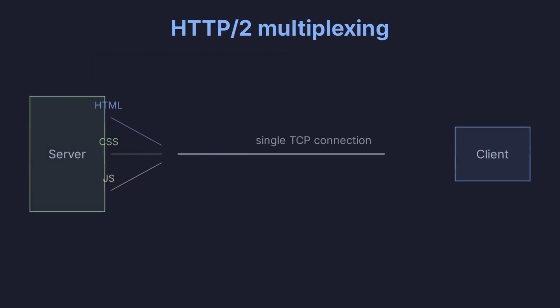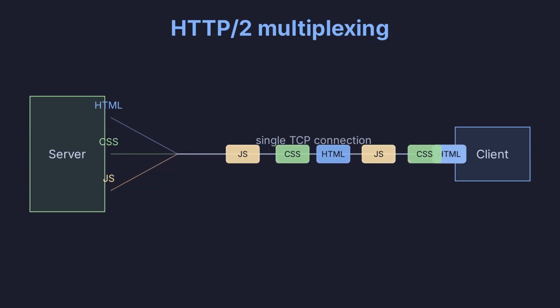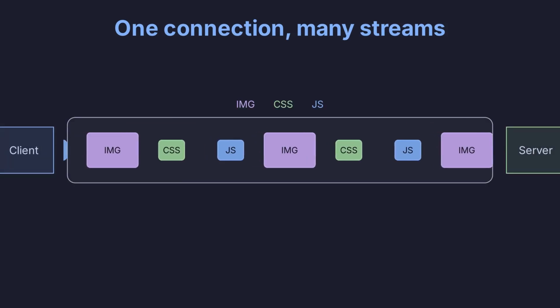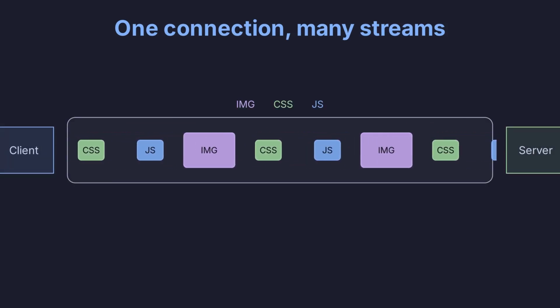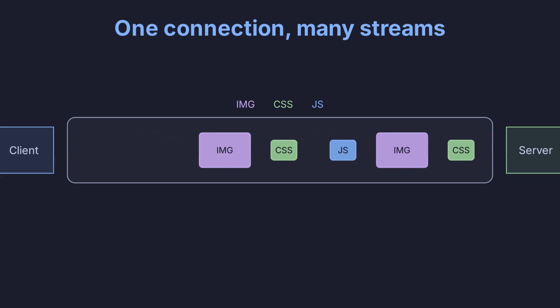HTTP 2 introduced multiplexing. Now all requests and responses share one TCP connection. They're split into frames, and frames from many streams are interleaved. This solved the application layer head-of-line blocking. You could send the HTML, the CSS, and the JavaScript in parallel over one connection, and no single slow resource would block the others. This was a massive improvement.